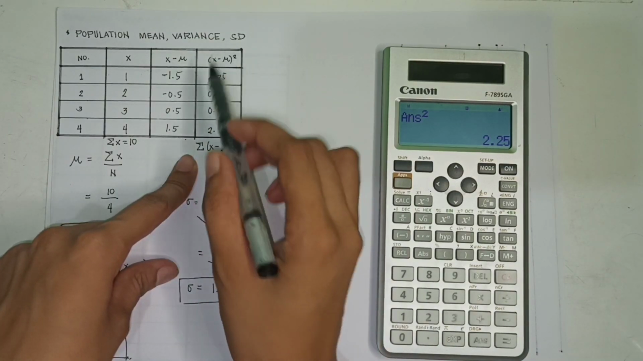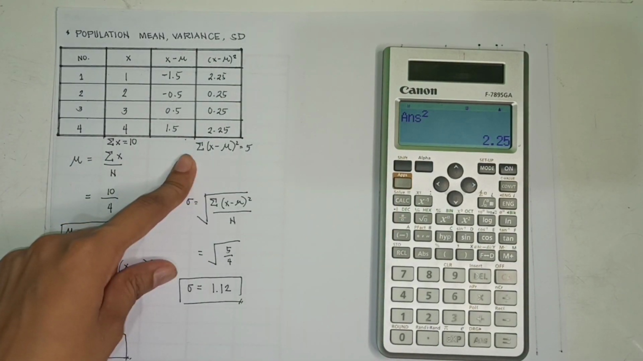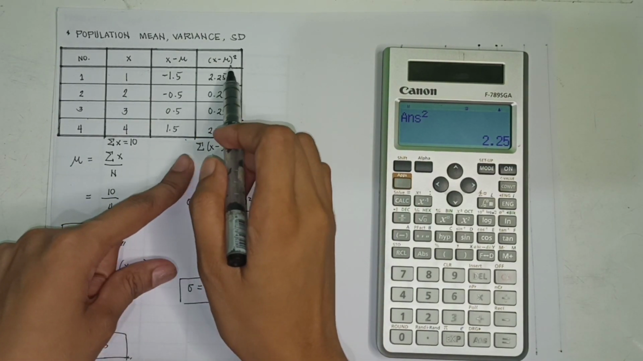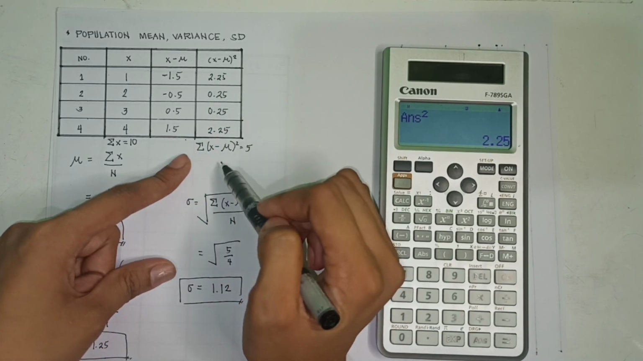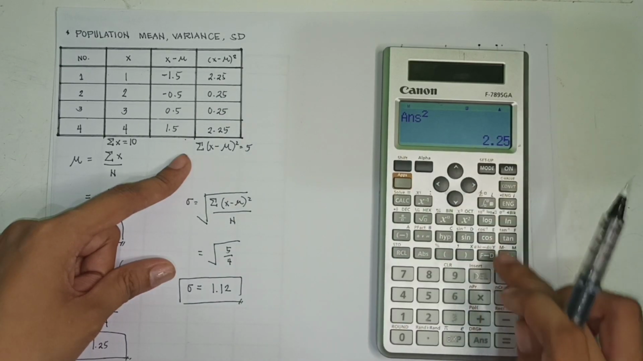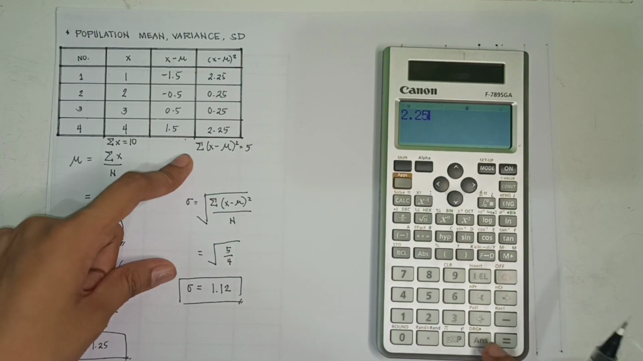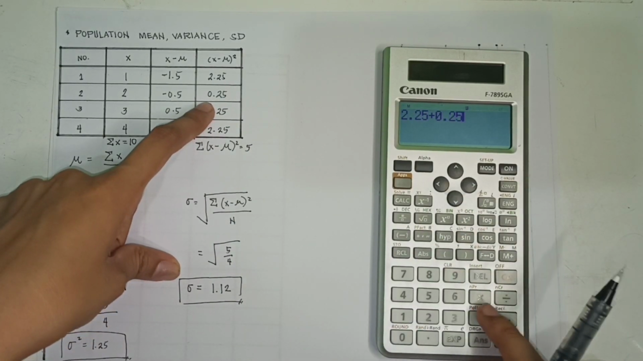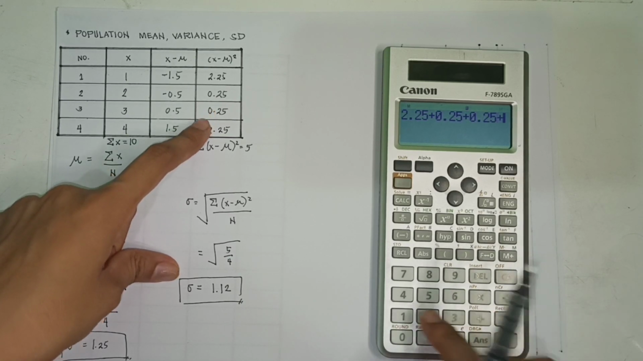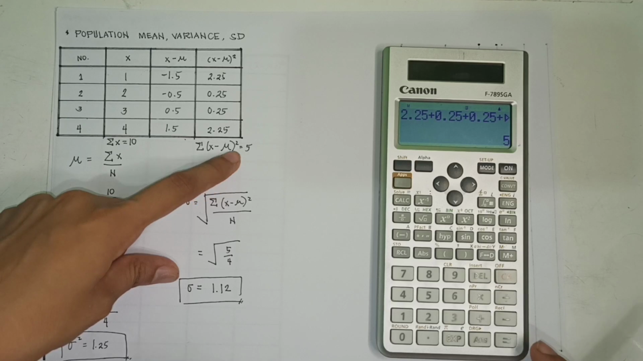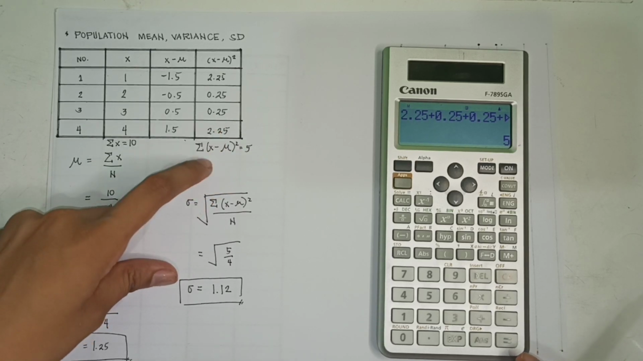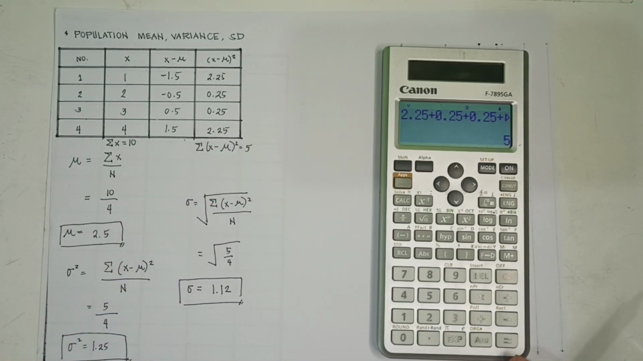Okay, so next is you need to get the summation of x minus mu squared. Okay? So, add mo lang siya lahat. So, 2.25 plus 0.25 plus 0.25 plus 2.25. And that is equal to 5. Okay? So, summation of quantity x minus mu squared is equal to 5.